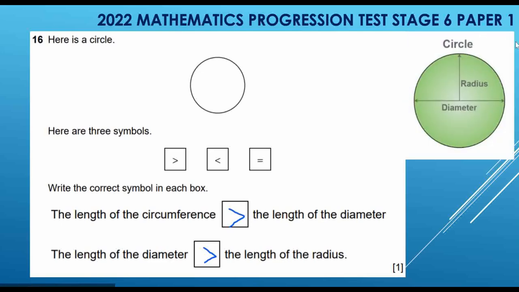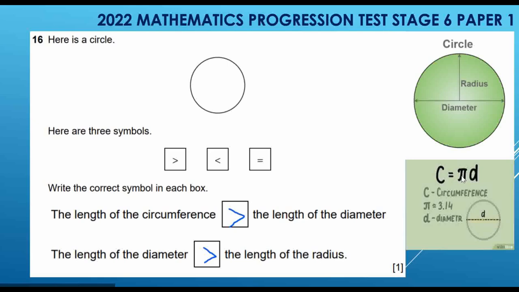So this is a circle with radius is this one and diameter is this one. Diameter is 2 times of radius. And to get the circumference, we have the formula circumference equals pi times d. Pi is 3.14. So definitely the circumference is always greater than diameter, since to get circumference we have to times the diameter with 3.14. And the length of diameter is greater than the length of radius. That is for sure because diameter is 2 times of the radius.